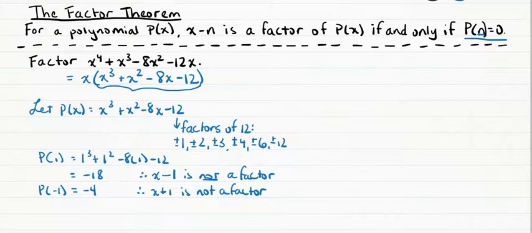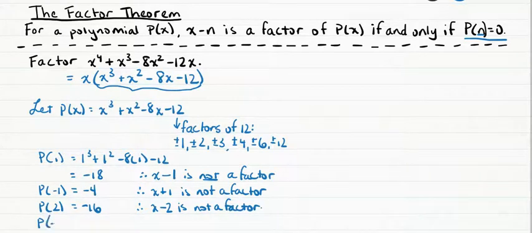Okay, try the next number on the list, p of 2. And that gives us -16. And because that's not 0, again, we can say x minus 2 is not a factor. And let's try the next value, p of -2. If we substitute that into the function p, we do in fact get the value 0. So therefore we can say x minus -2, or x plus 2, is a factor.